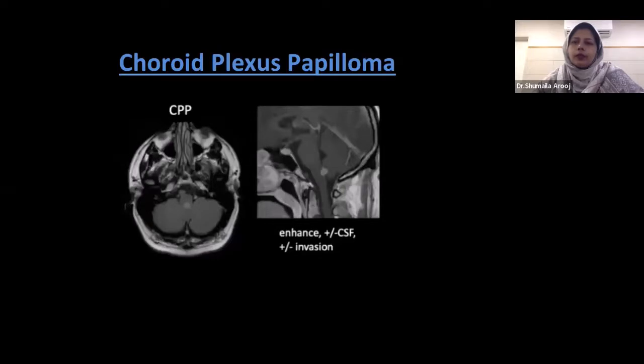Then another important differential of an intensely enhancing mass in the line of the ependyma is the choroid plexus papilloma. With choroid plexus papillomas, an important feature you can see is that it is also a benign lesion.